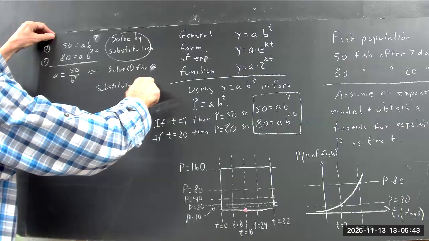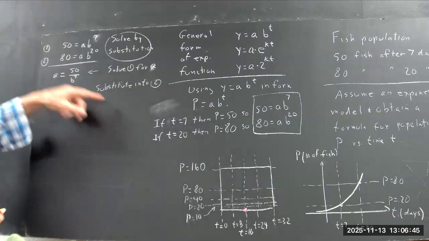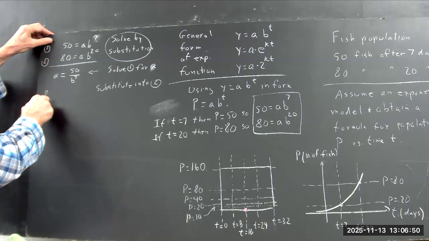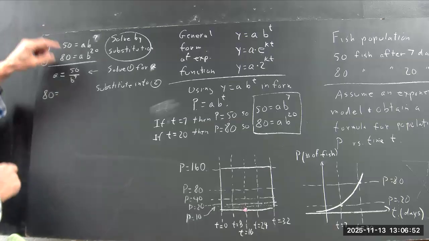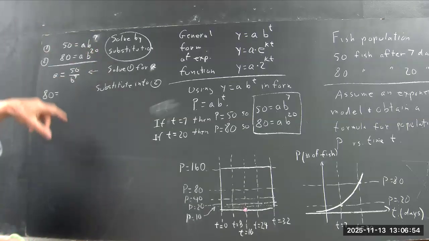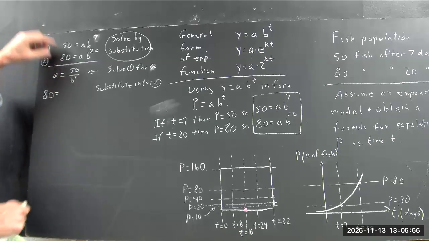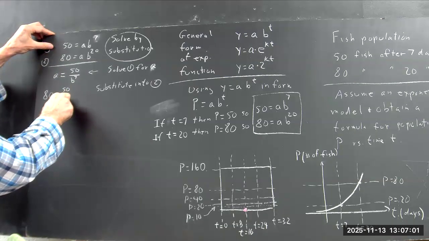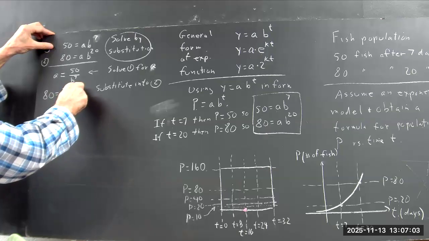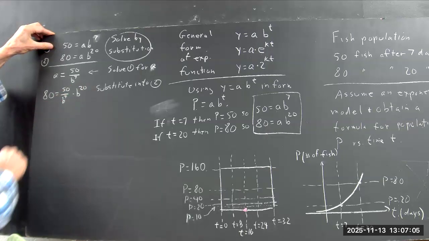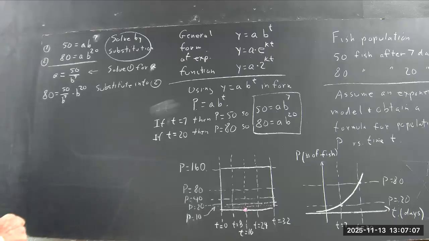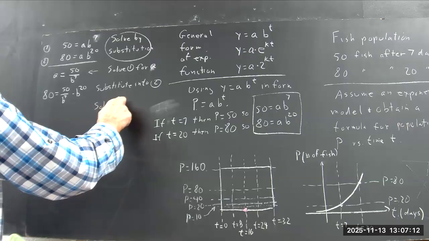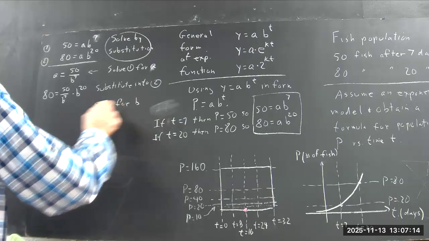And we substitute that into equation 2. Equation 2 is 80 equals AB to the 20th. A is 50 over B to the 7th. So this is 50 over B to the 7th times B to the 20th. Okay. Then we solve for B.